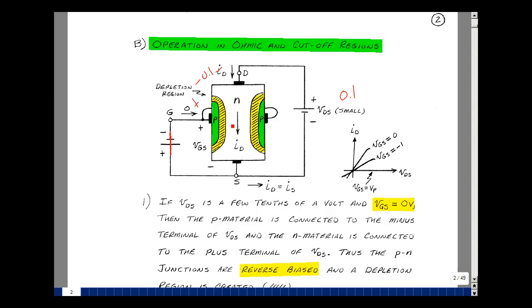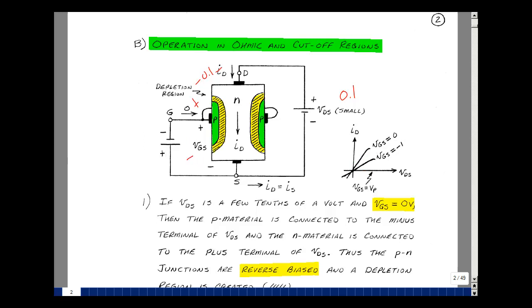We've got a depletion region surrounding the P material. The negative terminal here wants to repel the electrons of the N material, and the positive terminal wants to attract them. We have electrons moving in this direction. That means that our definition of current is actually flowing the other direction. This piece of silicon that's doped N-type really looks like a resistor. That's exactly what we're seeing over here, is that there's a linear variation of current with voltage. What would happen if we changed the gate source voltage and made it, say, minus 1 volt?